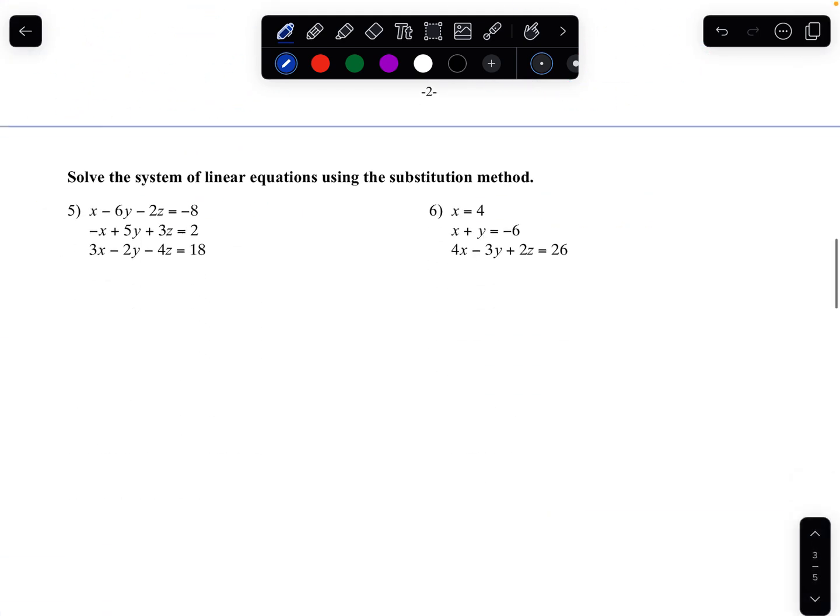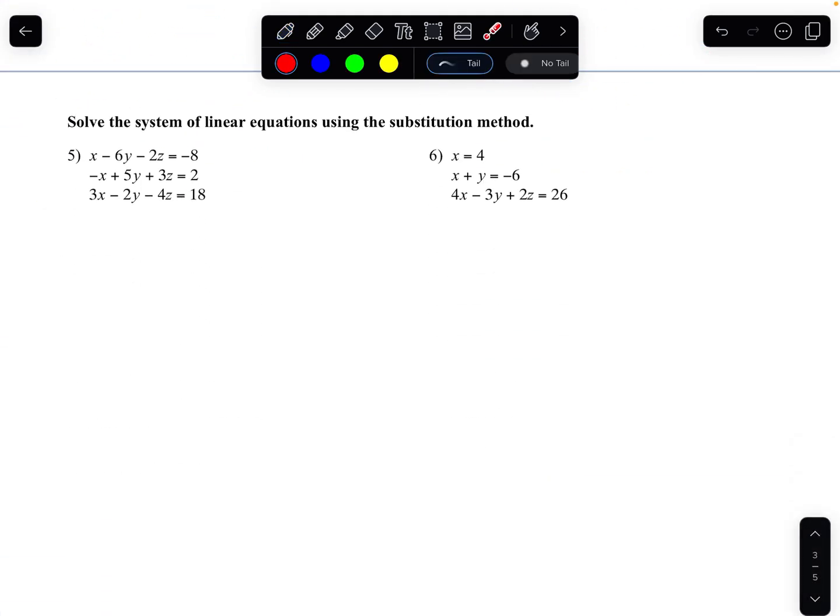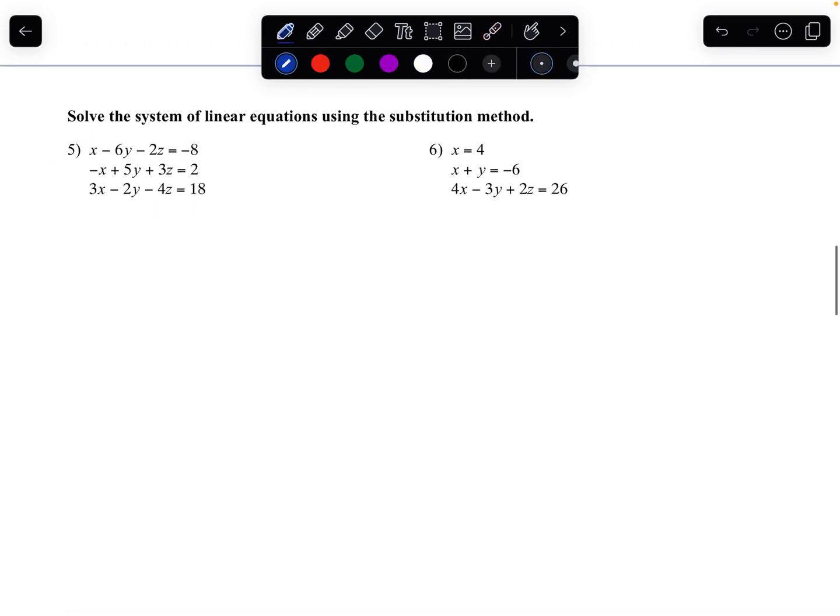Alright, perfect. Solve the system of the linear equation using substitution method. I'm probably going to use substitution method with 6, probably not with 5. Again, I don't mind which one you pick, but it's just substitution is kind of messy with something like this right here, so I'm going to opt to not.